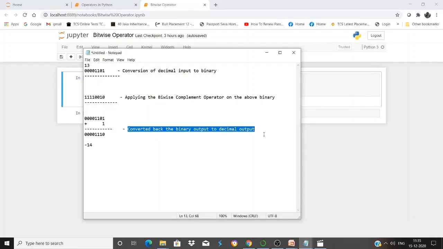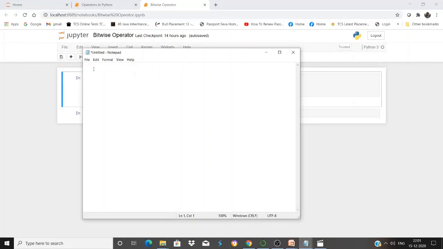In this example, we applied the bitwise complement operator on a positive input. Now in our next example, we'll apply the same operator on a negative input. Let's take a negative decimal number. Let the number be minus 20. So this is our input. What is the first step that we have to perform?